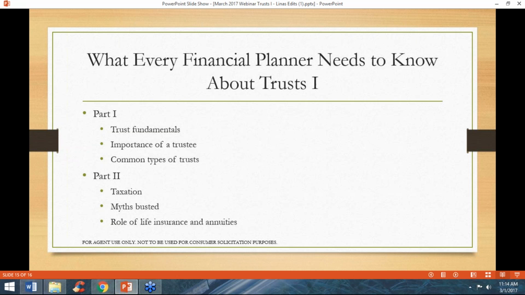Join us next month for part 2 of what every financial planner needs to know about trusts, when we'll discuss trust taxation, common myths and misconceptions associated with trusts, and the role of life insurance and annuities in trust planning.